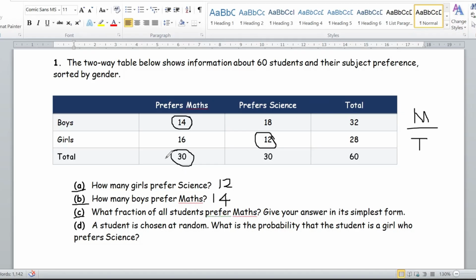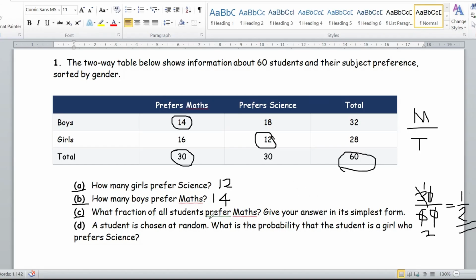So the total number of students that prefer maths is 30, and the total number of students is 60. So this should be my answer for question C. All I need to do is simplify. Cancel out these zeros, 3 here is 1, 3 here is 2. That means I would have 1 over 2 as my final answer for question C.